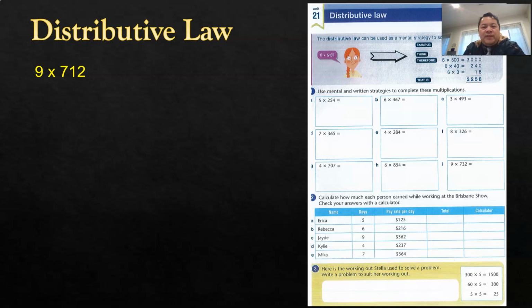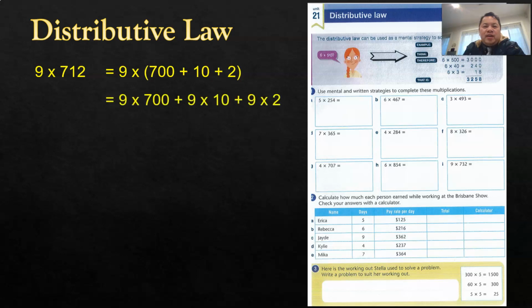Okay, for example, I have 9 times 712. So again, to get 712, I actually have 700 plus 10 plus 2. Again, I expand the bracket. That's how I get 9 times 700 plus 9 times 10 plus 9 times 2. Again, I get the three numbers. I add them together. In total, I get 6,408. It's not a difficult rule to follow, isn't it?